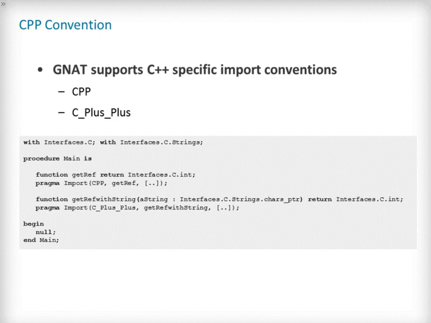The GNAT compiler supports a specific convention for mixed language programming with C++. They are CPP, or the word C_++. The example code here is an Ada main program declaring two imported C++ subprogram entities. The import pragmas show the use of both C++ convention values.